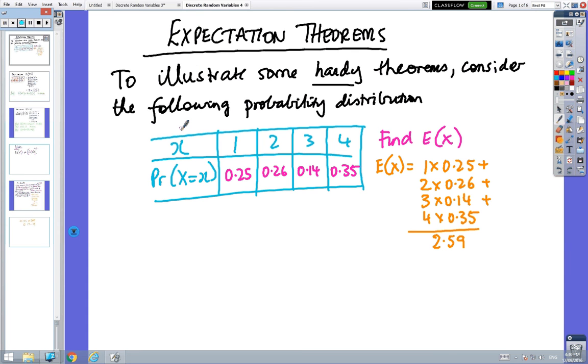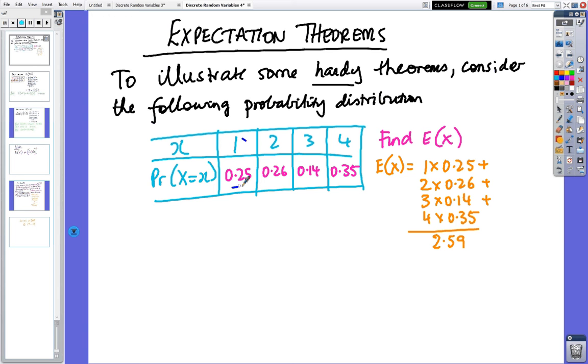Okay, so we're up to some nice little theorems that go on with expected value, and what we'll do is illustrate it with an example. We've got a certain probability distribution as given in the blue table, and to find the expected value of x, we just do what we've been doing before: multiply, multiply, which is what I've done over here. And so the expected value is 2.59. So that's just straightforward. Copy that if you want to, but you don't need to.